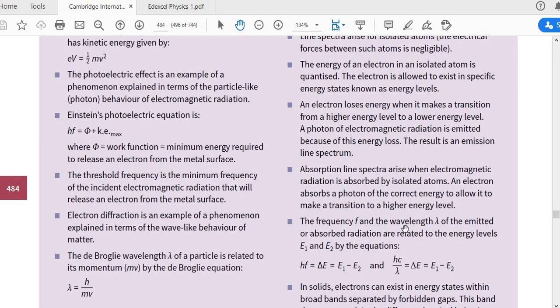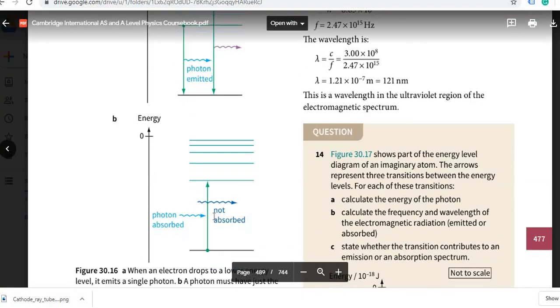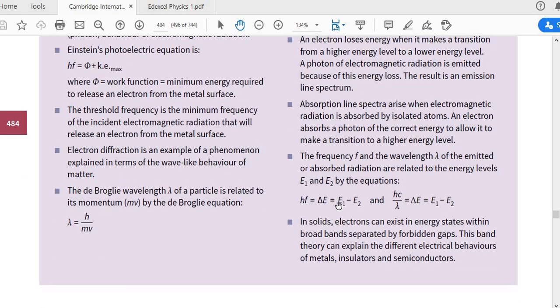The frequency f and the wavelength lambda. So it's actually explaining this and this, what we saw just now. Next one. The frequency f and wavelength lambda of the emitted or absorbed radiation are related to the energy levels E1 and E2 by the equations. This is the difference between the energy levels E1 and E2, which also equals hf. f is equal to c over lambda. You can write these equations.